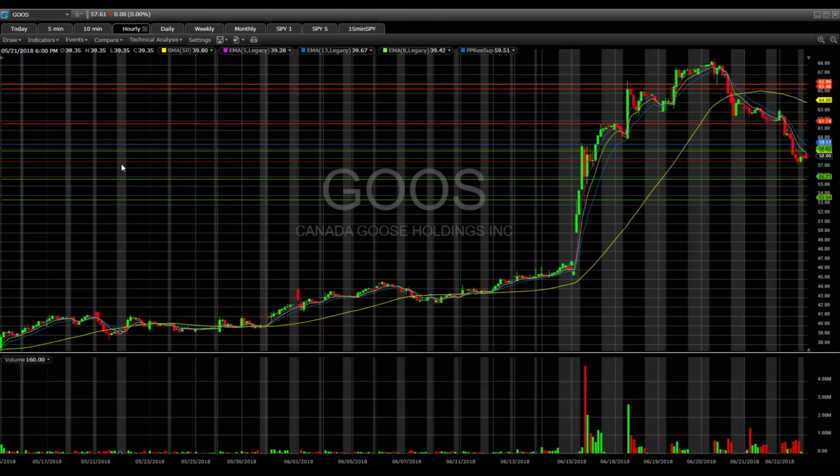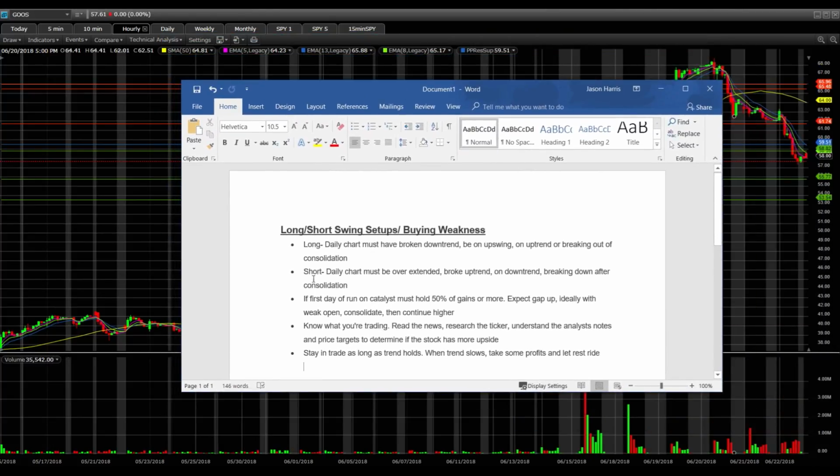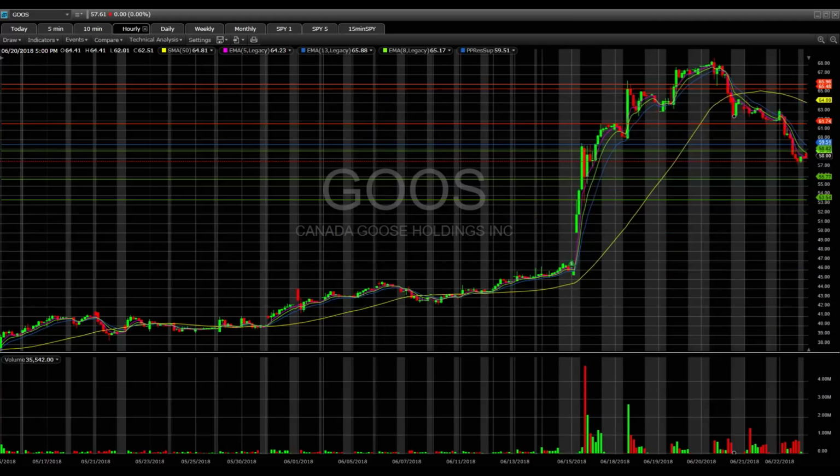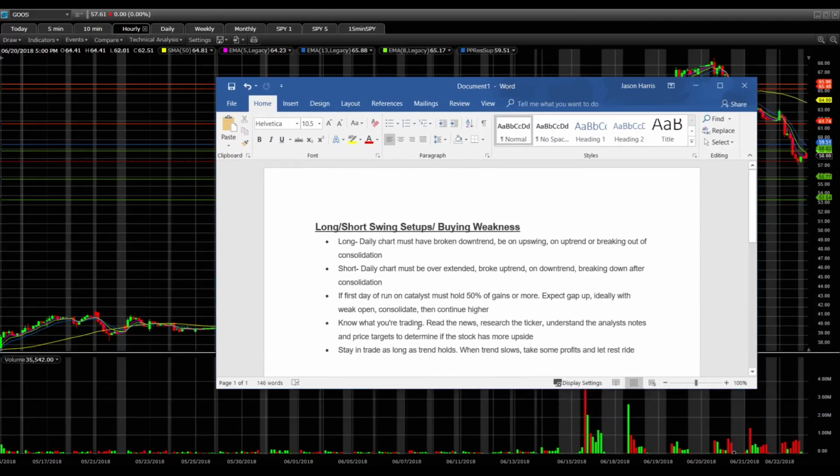If you're just looking for an overnight swing, you want to have something that's holding the majority of its gains. And same vice versa. If you're looking to do a long-term short, you just basically flip everything. It has to have broken the uptrend. It has to be in a downtrend. It's breaking through consolidation. It's breaking through resistance or support, things like that. The other thing is, and this is what I would warn you about, know what you're trading.